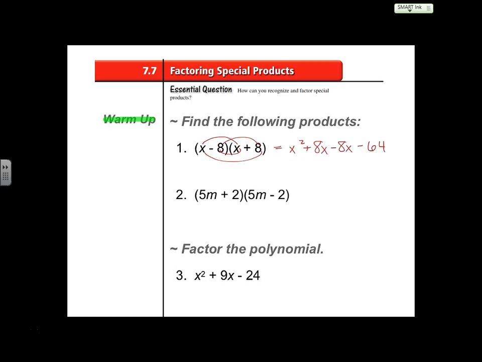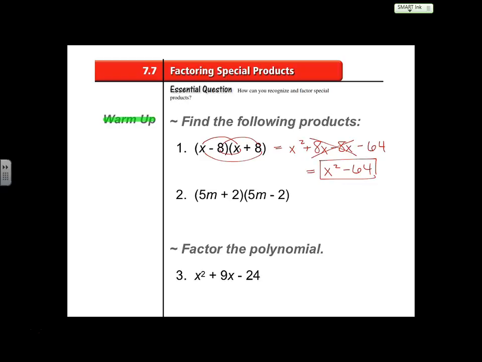As you look to the front, maybe you remember this is something special. This is one of those shortcutty ones, because what's always going to happen when they're the exact same? One is positive, one is negative. The middle terms, they're gone. And we end up with the final answer of x squared minus 64. Give me a thumbs up if you got that.